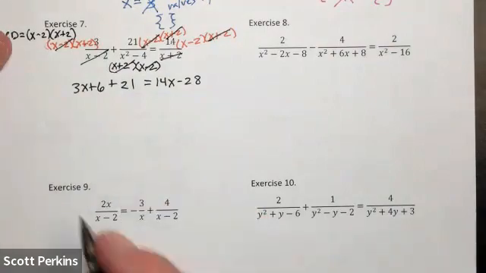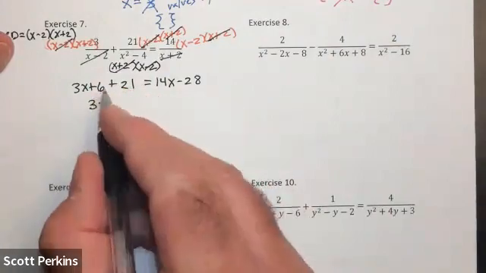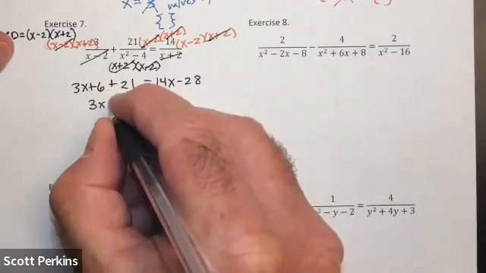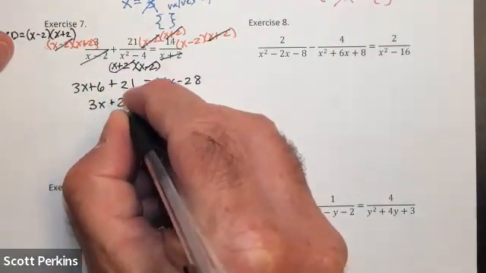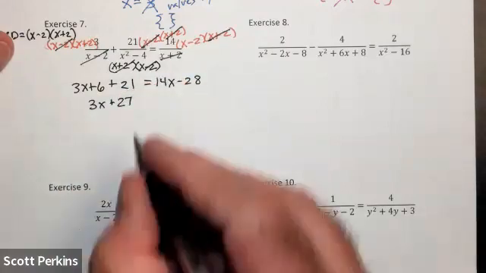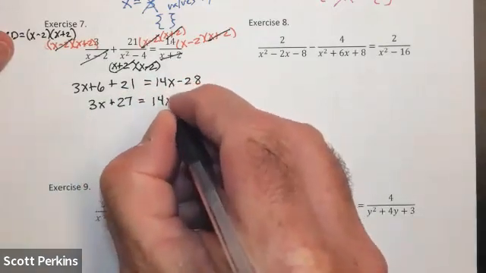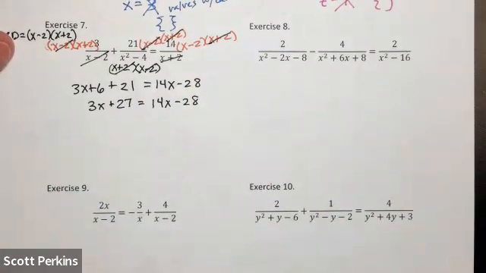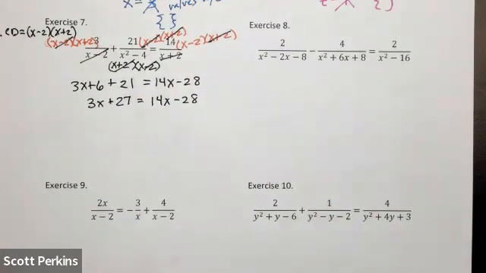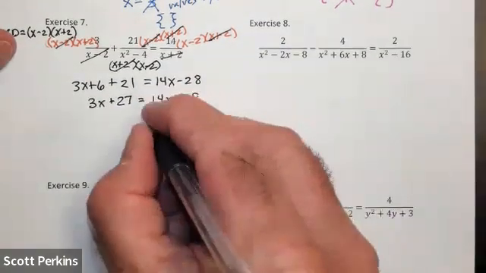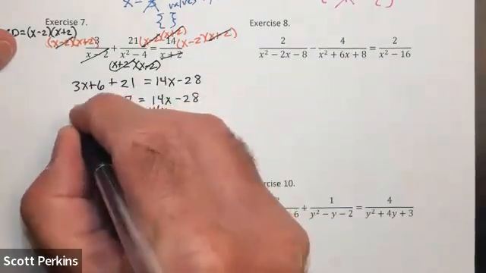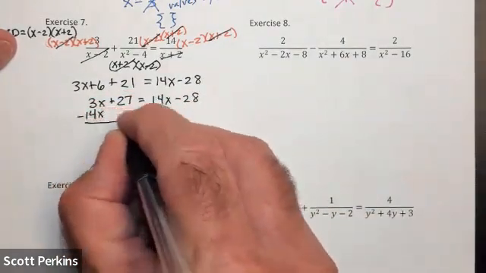From here, I'm going to collect those like terms. 6 plus 21, that is going to be 27. And then on the other side, I've got 14x minus 28. I'm going to put all of my x's on one side. I'm going to put all of my numbers on the other side. So I'm going to subtract the 14x to get all those on the left.